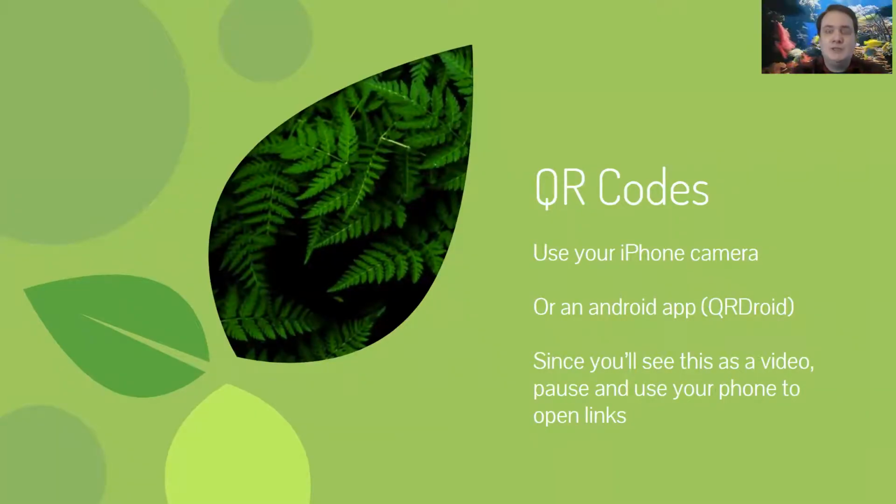We are going to be using QR codes because you will see this as a video. So any links that I want you to go to will be QR codes. So please use your iPhone or Android device camera to take a look at those links. If you're not familiar with QR codes, if you're on an iPhone, all you have to do is point it at the code and wait a moment for the camera to recognize it. On an Android, that may work, or you may have to download an app like QR Droid. And since this is a video, go ahead and pause it if you need to use a QR code.